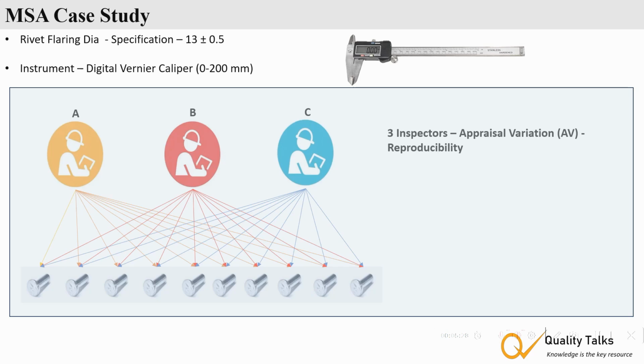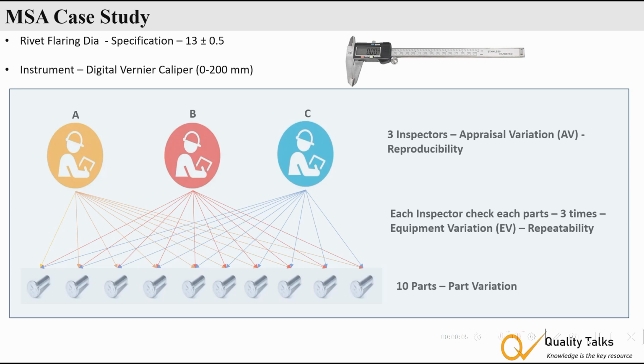We have 3 inspectors A, B and C. The variation between these 3 inspectors will reflect appraisal variations. It is also known as reproducibility. We have 10 parts. Variation between these parts will reflect part variation. Each inspector will check each part 3 times. So this will reflect within system variations, that is equipment variation or repeatability.